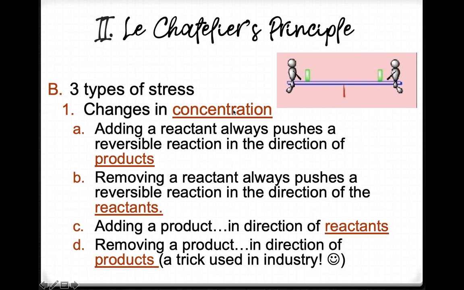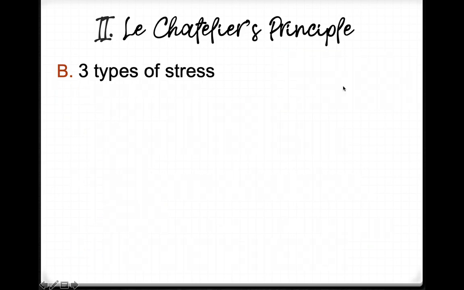So changing the concentration, meaning how many reactants and products do you have? If you add more reactants, it shifts to products. If you have too much product, it shifts to reactants. If you take away reactants, it shifts to the reactants. If you take away product, it shifts to the product. So trying to always maintain that equilibrium. That's, remember, what a reversible reaction tries to do.